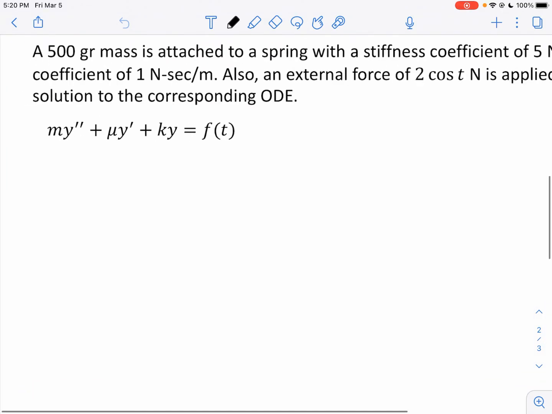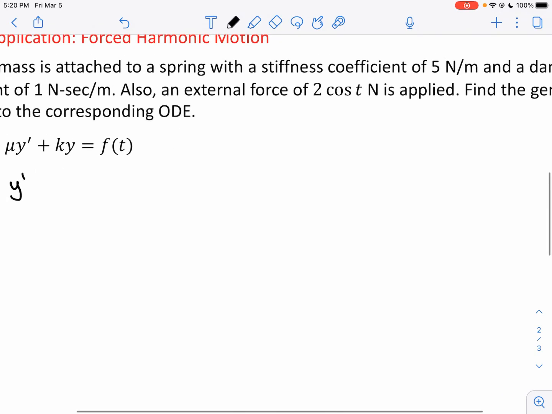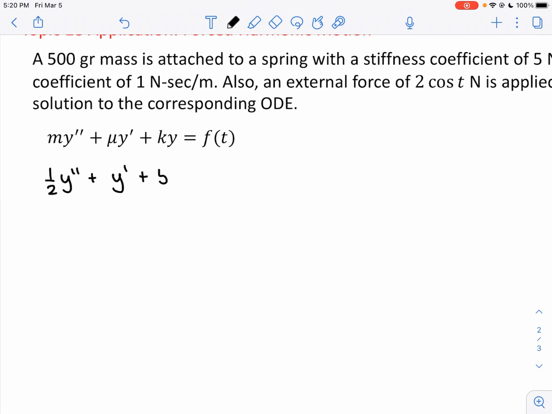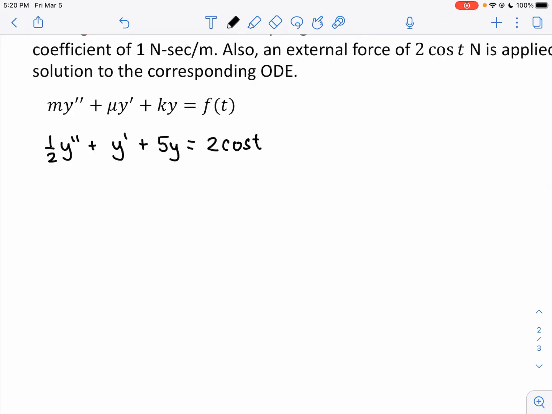Okay, so the mass, again, is 500 grams. Convert that to kilograms. So we have 1/2 kilogram is our m times y double prime. Our mu is 1 newton second per meter, so just plus y prime. And then the k is the 5 newtons per meter, so plus 5y. And this time we have an external force of 2 cosine t. Again, I'm going to double everything to get rid of the fraction, just make everything have integers. So y double prime plus 2y prime plus 10y is equal to 4 cosine t. This is the differential equation I'm going to try to solve.